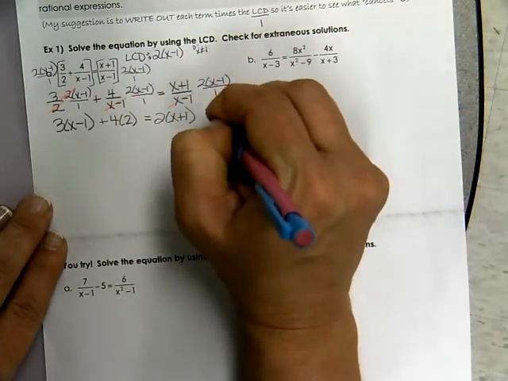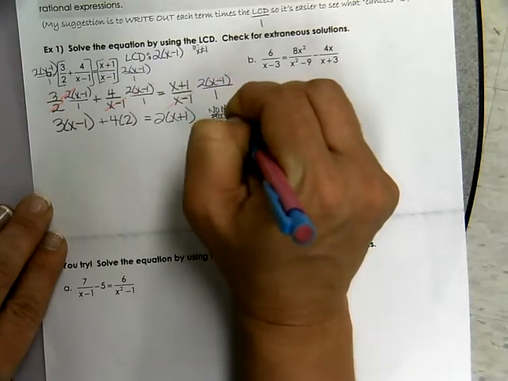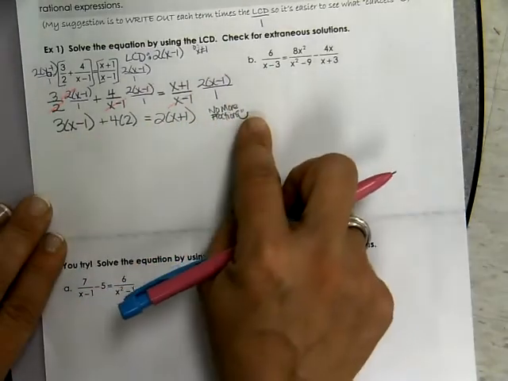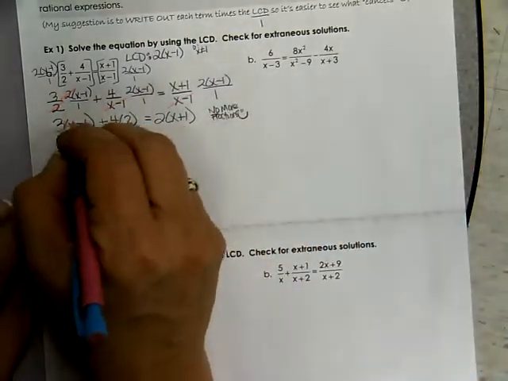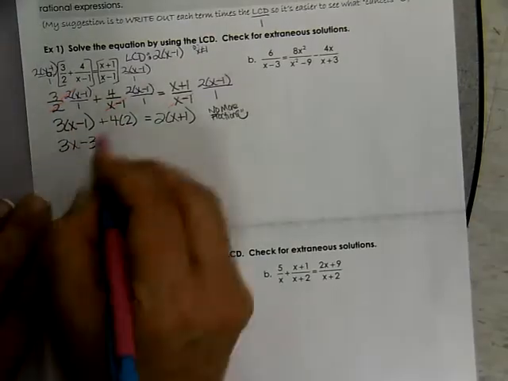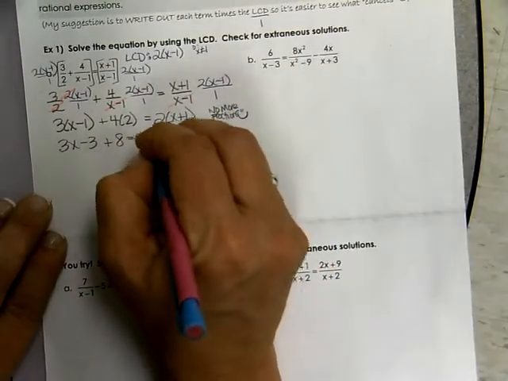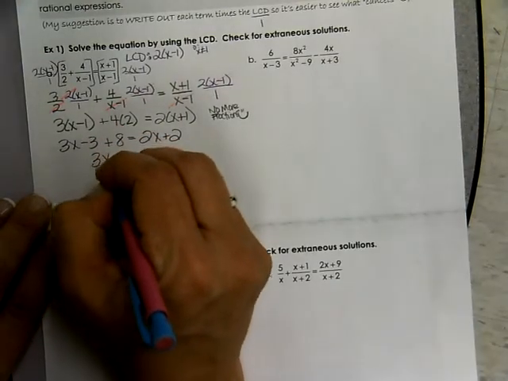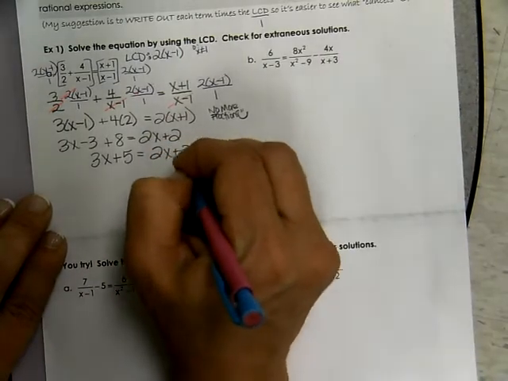Notice that we have no more fractions. That's the goal. When you multiply by the least common denominator, there should be no more fractions in that step. Then we can just solve this like a normal equation. We'll distribute 3 times x, 3 times negative 1. Here we just had 4 times 2, 2 times x, 2 times 1. Here I'll combine the like terms to make 3x plus 5 equals 2x plus 2.